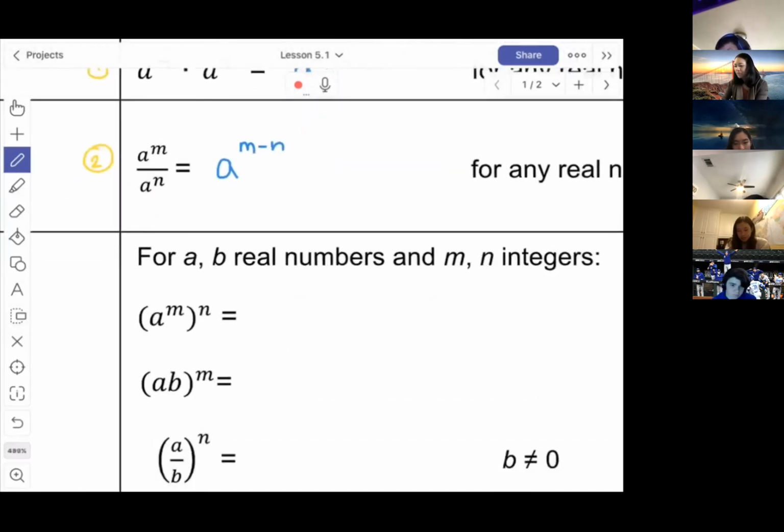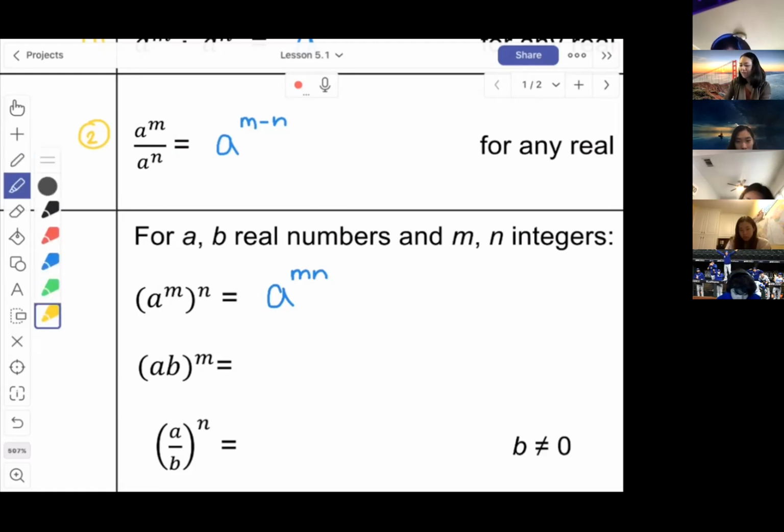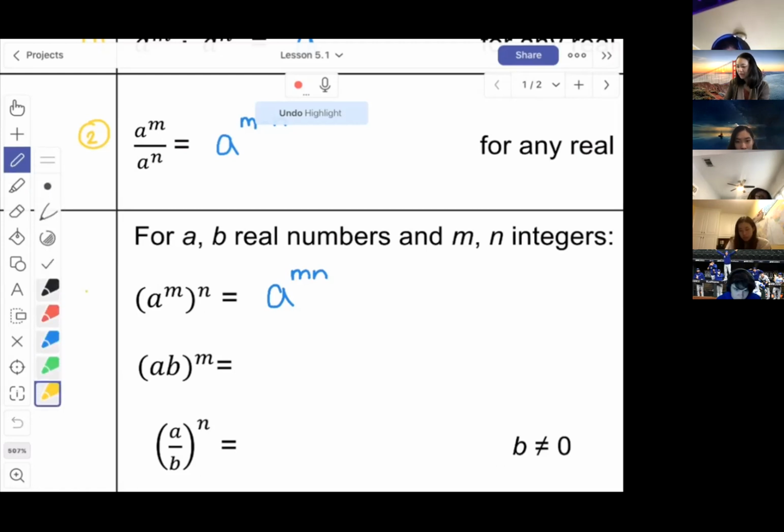All right, property number 3, if I have power to a power, I have an exponent and I'm taking it to another exponent. Does anyone know what I do with these exponents? Multiply. Gio's on fire. Nice. Multiply. Perfect. So that's a to the power of m times n. Good. Call that property number 3.